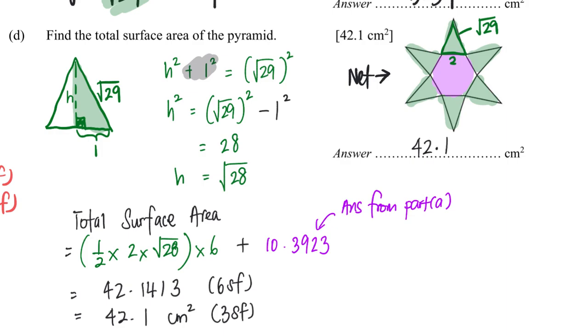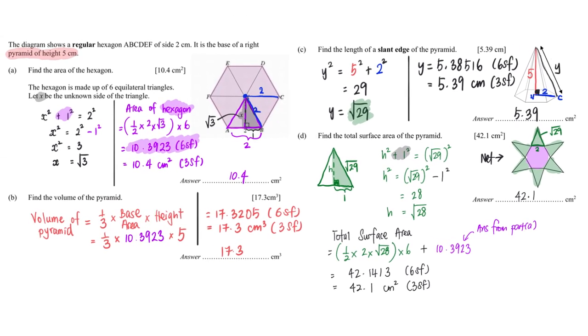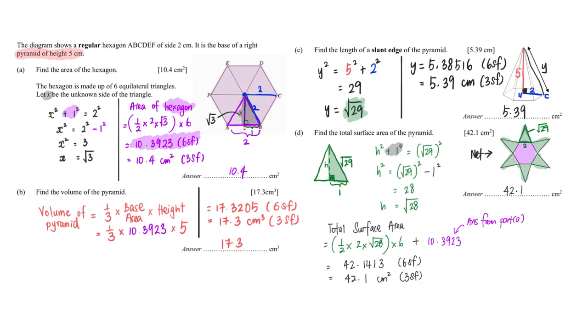And with that, we have come to the end of this video, which requires us to find volume, surface area, slanted edge, and total surface area of a hexagonal right pyramid.